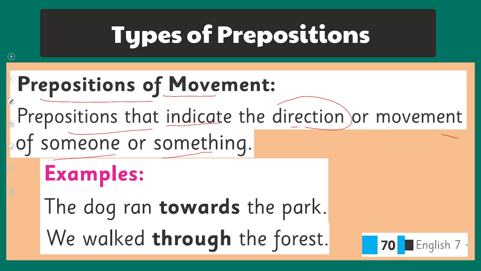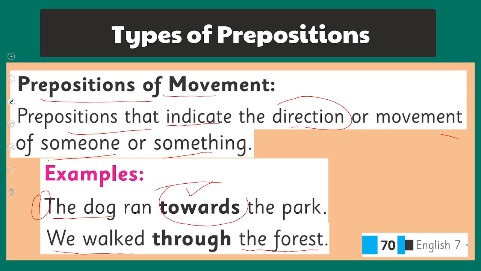For example, the dog ran towards the park. Now, the dog ran. Where does the dog run? Towards the park. So, towards is our movement. Preposition of movement.